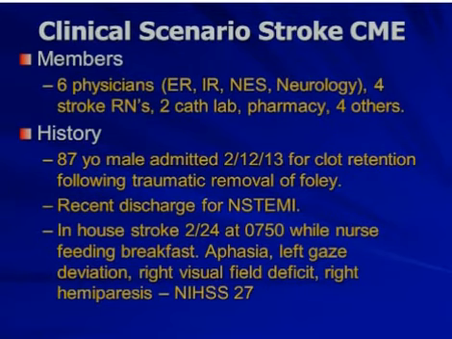He was recently discharged with an MI. He had been on aspirin, and they had stopped the aspirin. His in-house stroke was on February 24th at 7:50. A nurse was feeding him breakfast, and he became aphasic, had a left gaze deviation, right visual field deficit, and right hemiparesis. His NIH stroke score was 27.